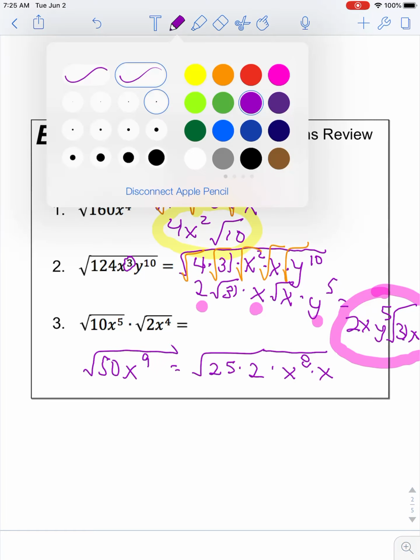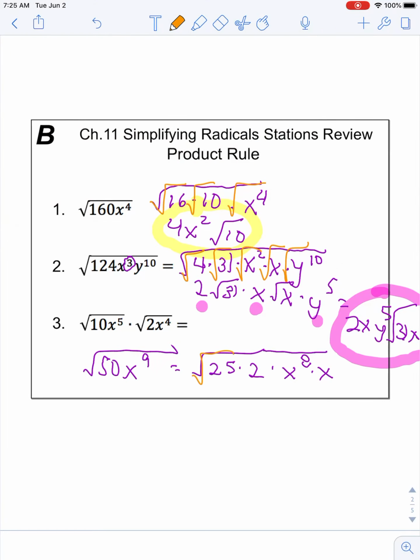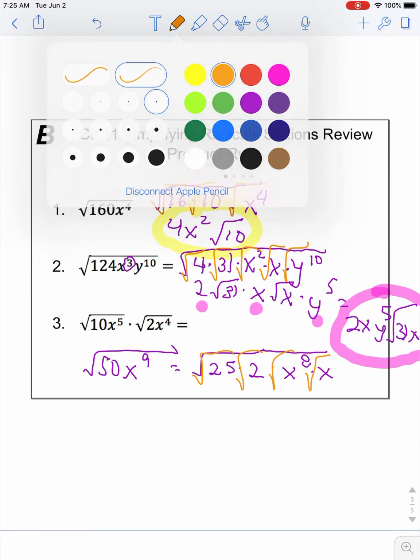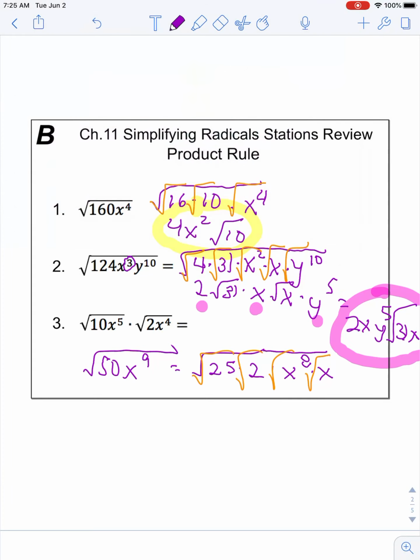and then times x. So now we take the square root of each individually, and that gives me the square root of 25, which is 5, times the square root of 2, times x to the 4th, times the square root of x. So now I take the 5 and x to the 4th, put them back together outside the radical, and the 2x inside the radical.